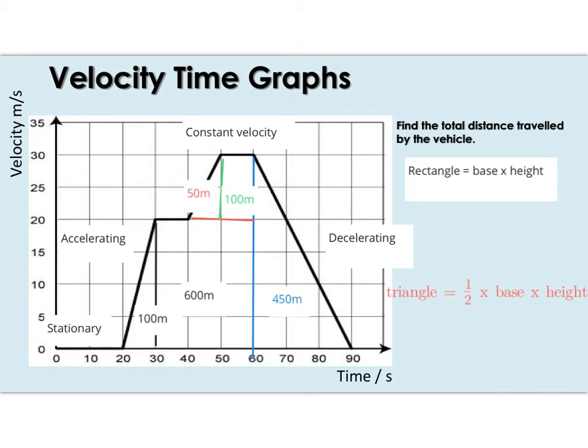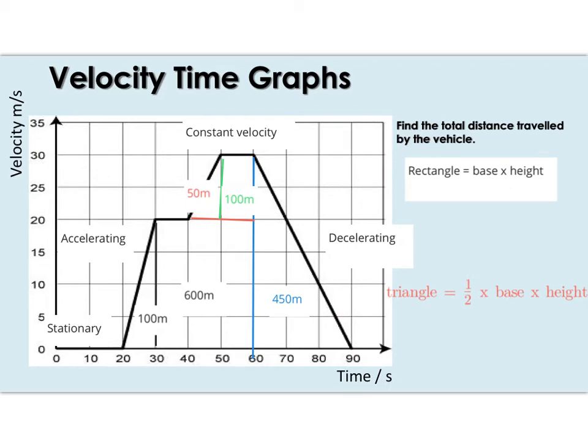So if you look at here, again, we've done 10 across, multiplied by 10 up, divided by 2, so it's a triangle, to get 50. Here we've done 10 up, multiplied by 10 across to get 100. And then here we've done 30 down and 30 across, divided by 2 to get 450.